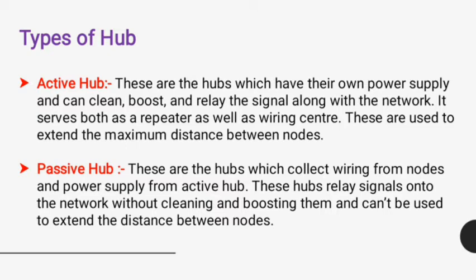Passive hub. These are the hubs which collect wiring from nodes and power supply from the active hub. These hubs relay signals onto the network without cleaning and boosting them, and can't be used to extend the distance between nodes.